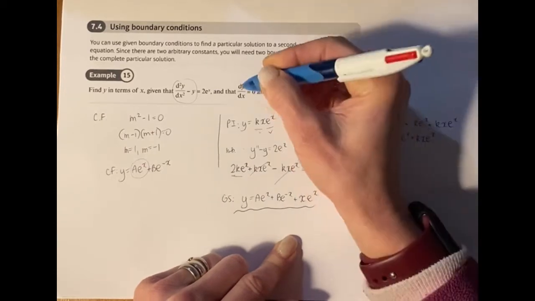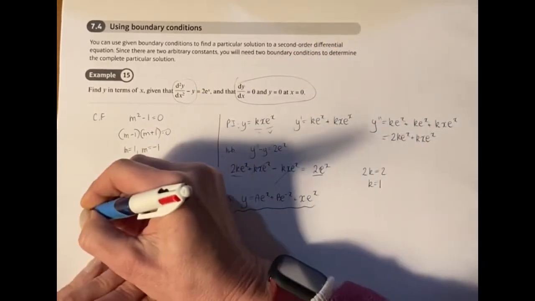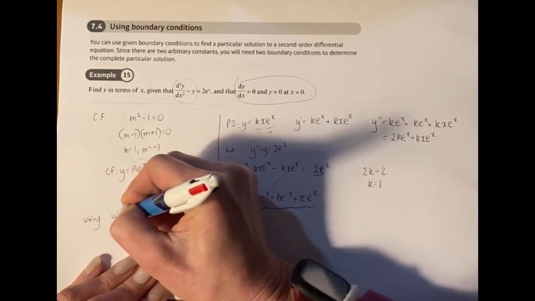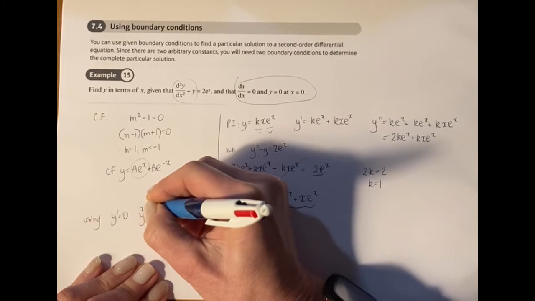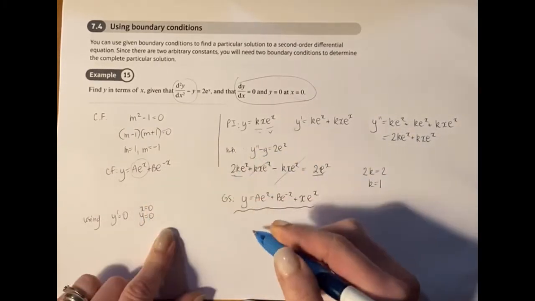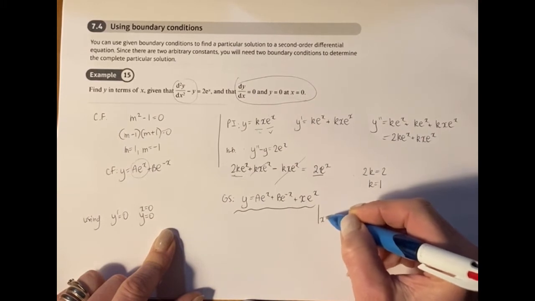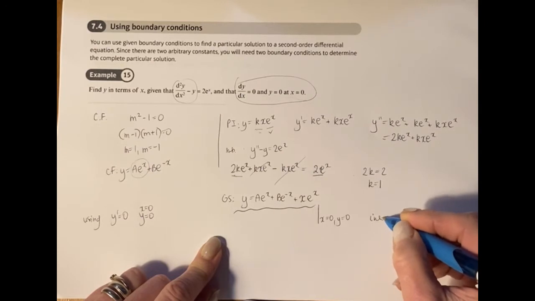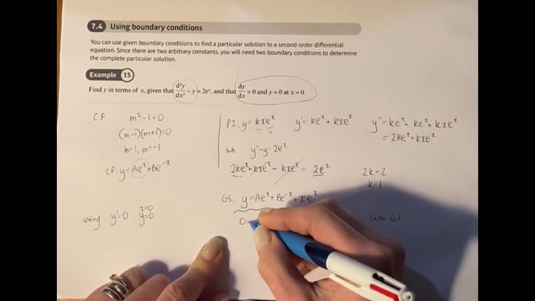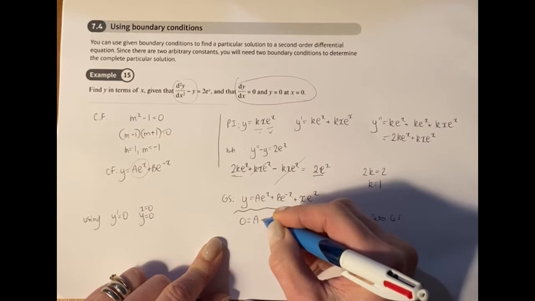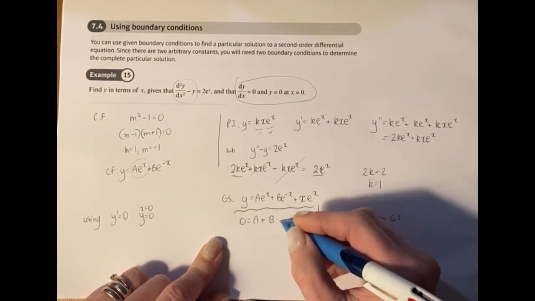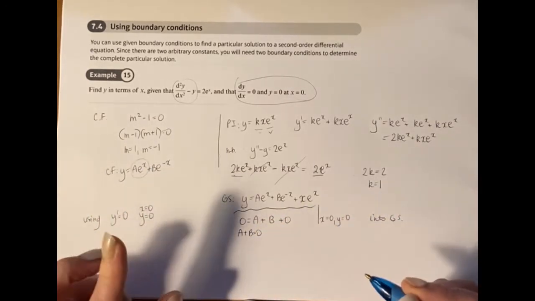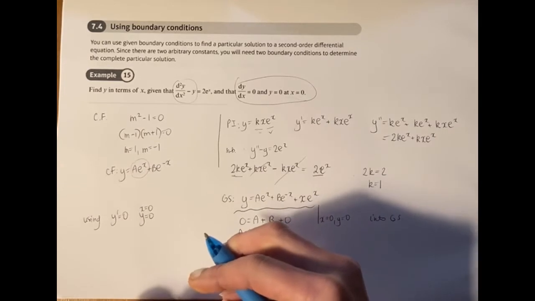So now, how do we use the boundary conditions? Y dash is 0 at the point with x coordinate equals 0, y equals 0. So the first step is to substitute x equals 0, y equals 0 into the general solution. So we have 0 is equal to a e to the power of 0 plus b e to the power of 0 plus 0. So a plus b is equal to 0. So I can't find a or b, but I know that when you add them together, I get 0.